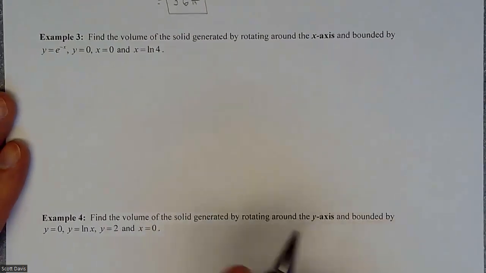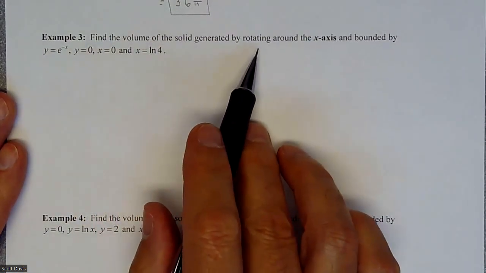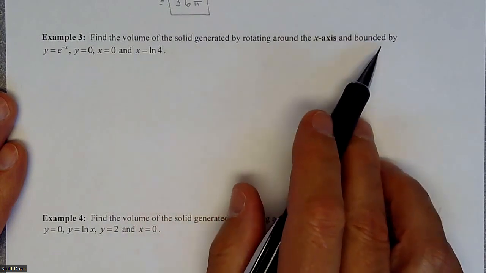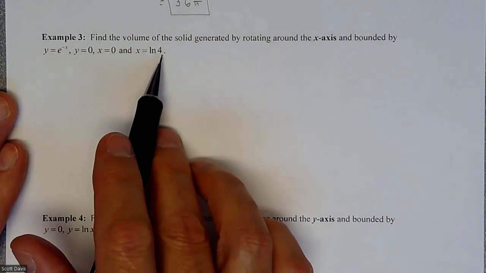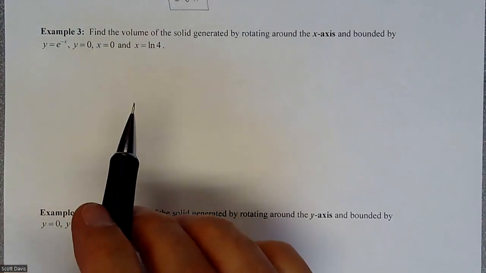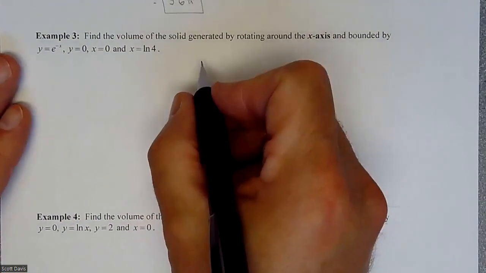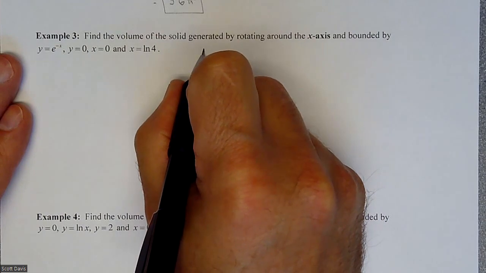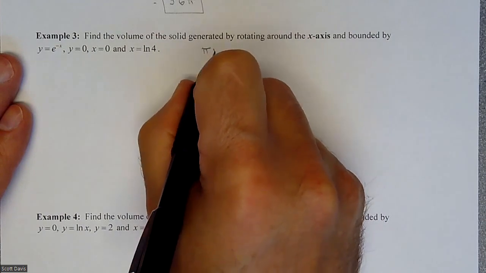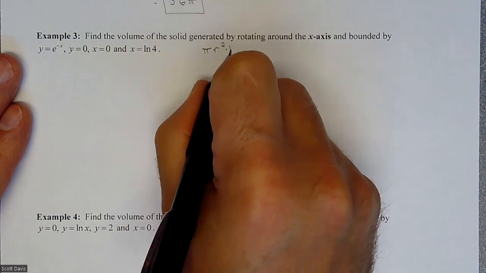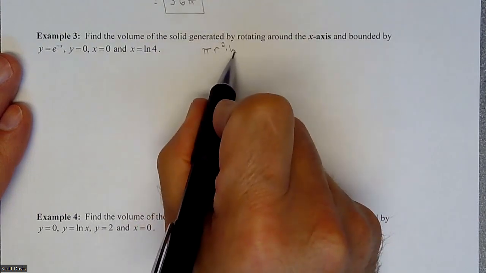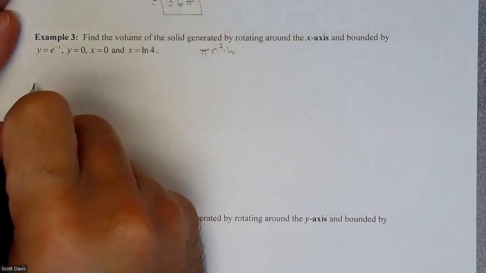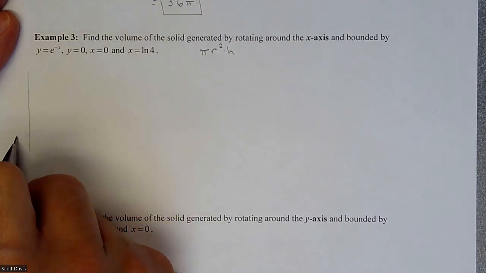In this example, we are going to try to find the volume of a solid generated by rotating around the x-axis, bounded by this information. So let's create ourselves a visual. At the end of this, for us to find the volume, we are talking about making all these little cylinders, and we need a formula that looks like this: area of the base times the height. So let's draw ourselves a picture.